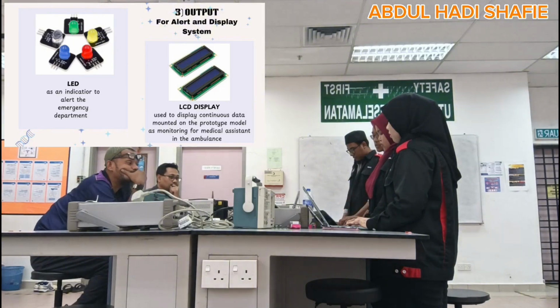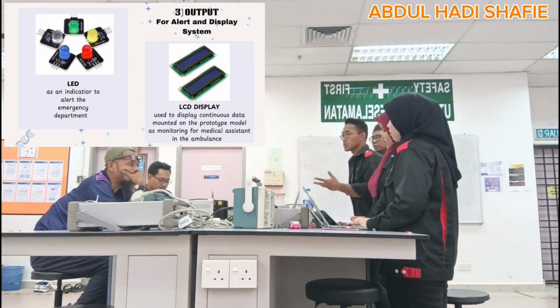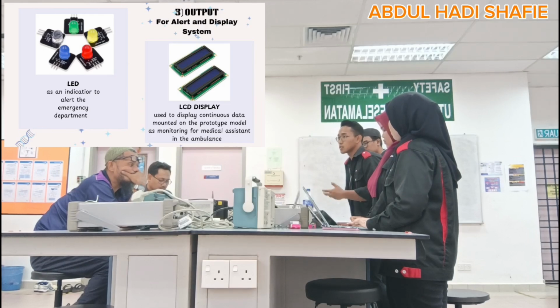And finally, the LCD display. The LCD display will display the data such as the oxygen saturation percentage, the pressure of your blood, and also all of our sensors' output.